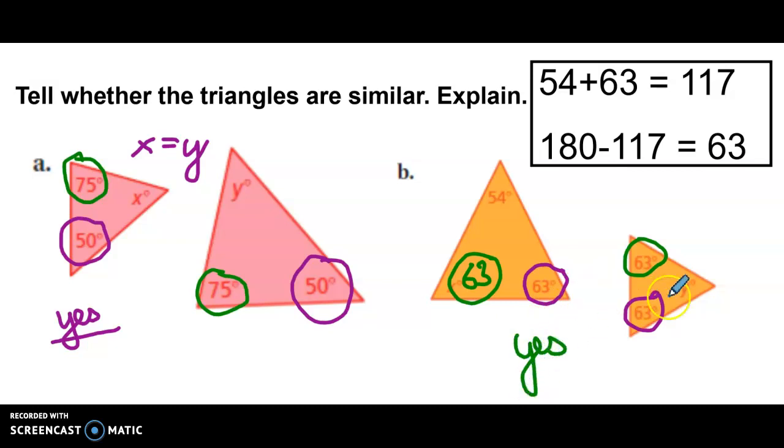Do I know the measure of y? I actually do. Y is going to have to equal 54, right? The third angle also must be congruent. I don't have to solve for it though. As soon as I can show that I have two pairs, then yes, these triangles are similar.